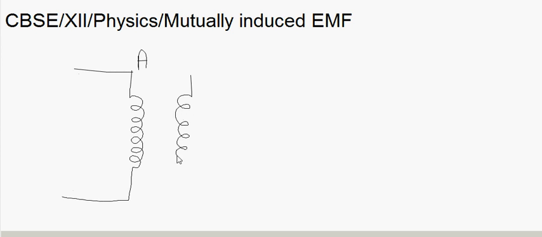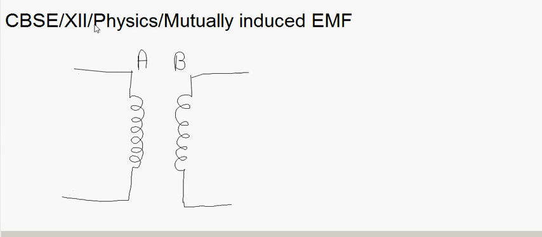In this video, we will learn about mutually induced EMF. First we will consider two coils A and B which are placed close to each other. Let me draw two coils. I will name one coil as coil A, the other one as coil B. We have two coils placed close to each other.